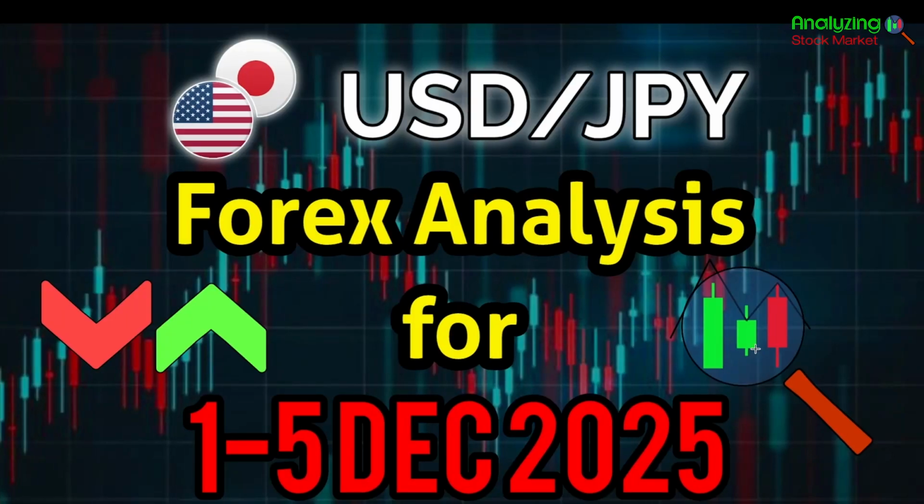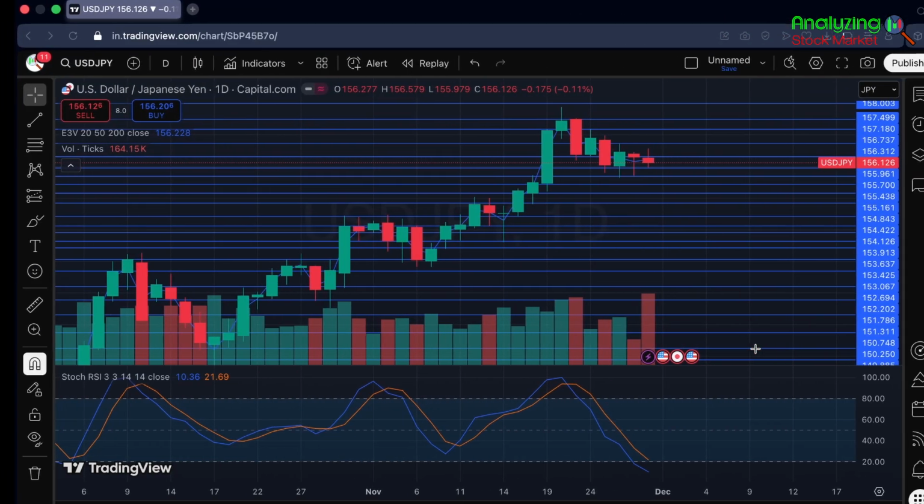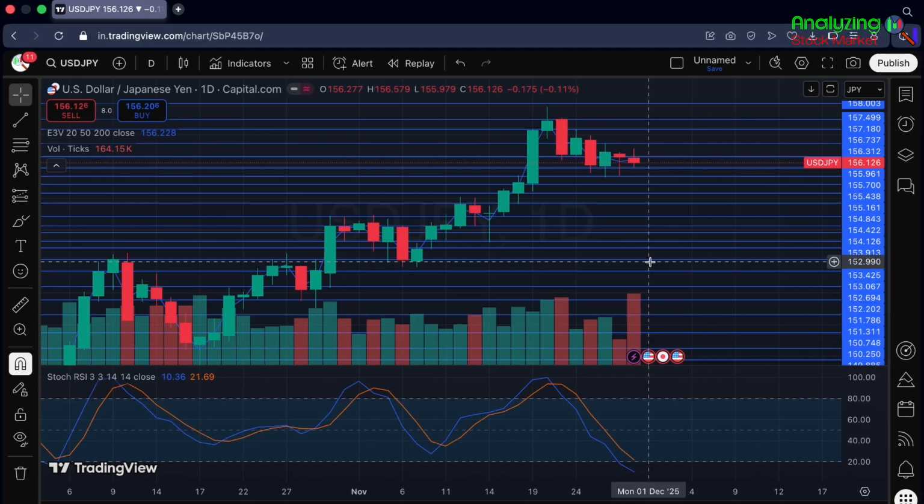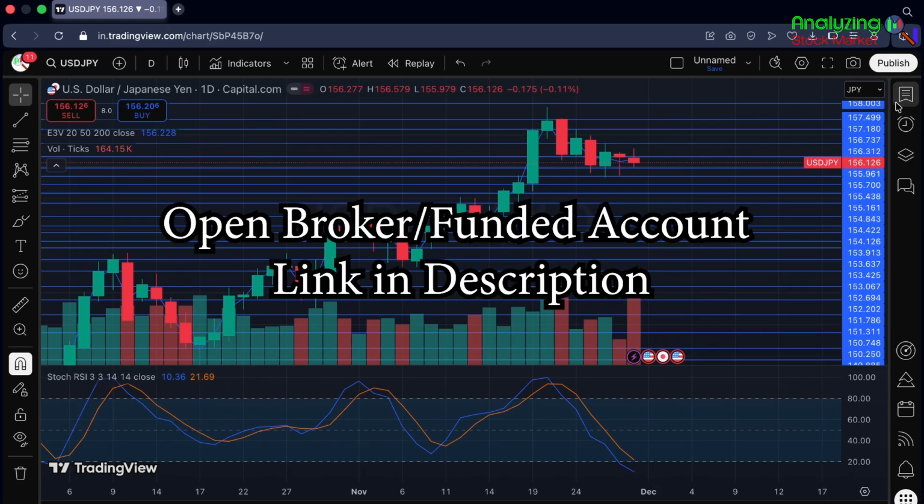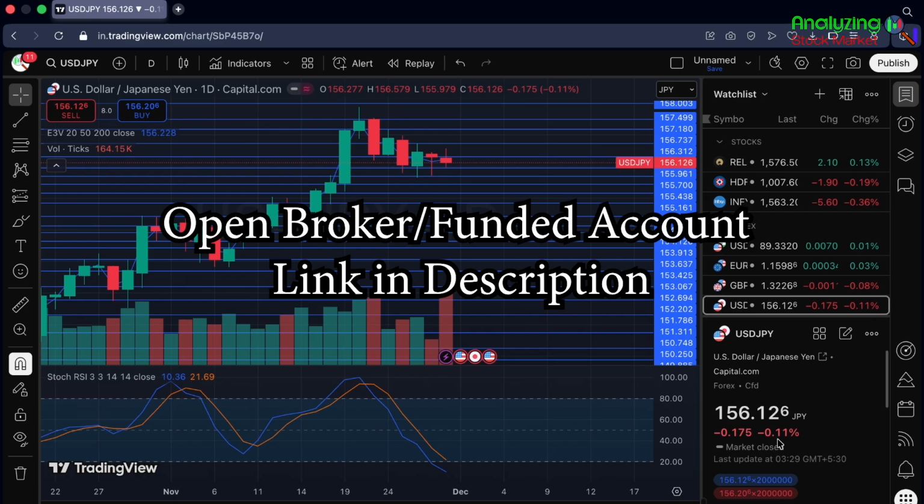So today we'll be talking about the USD JPY pair and we'll do the Forex analysis for 1st to 5th December 2025. So let's go straight to our chart. First, let's see what happened in USD JPY on Friday. As you can see, USD JPY made a 0.11% negative move, and 156.126 was the closing on Friday.